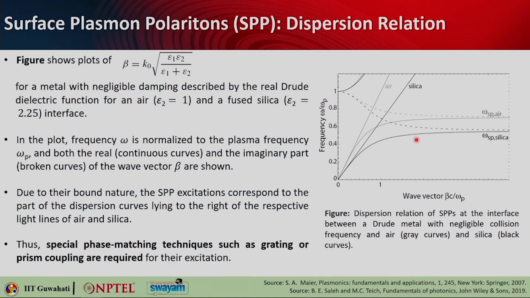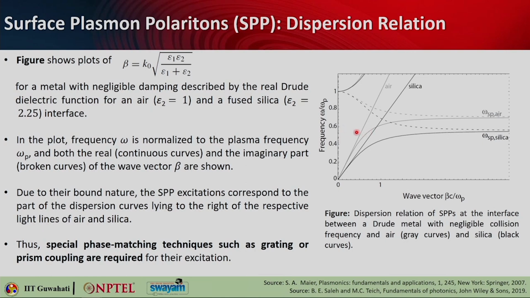Now, if you look into the case where they do not exactly match: for air you see there is no case where there is a direct matching of momentum. You can take this as a momentum vector or k vector. For a given energy, there is no match between the momentum of the SPPs generated at the air interface and the photons in the air, okay. So, you have to do some kind of phase matching or momentum matching using some techniques that we will describe maybe in the next lecture, okay.